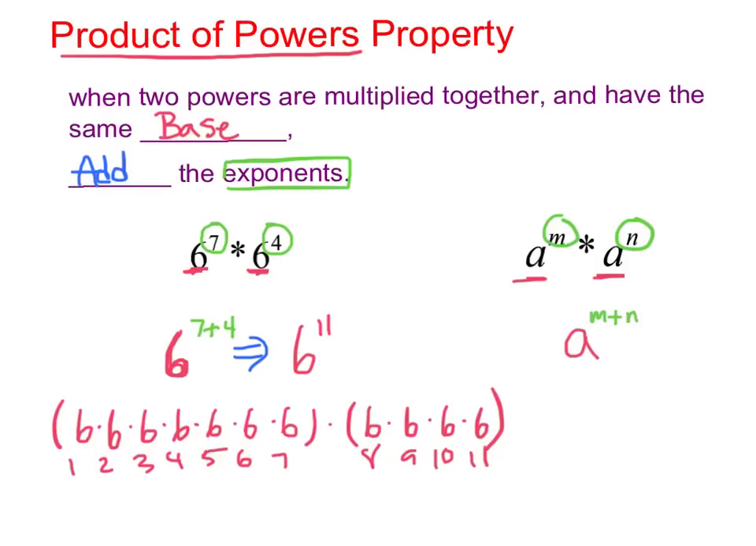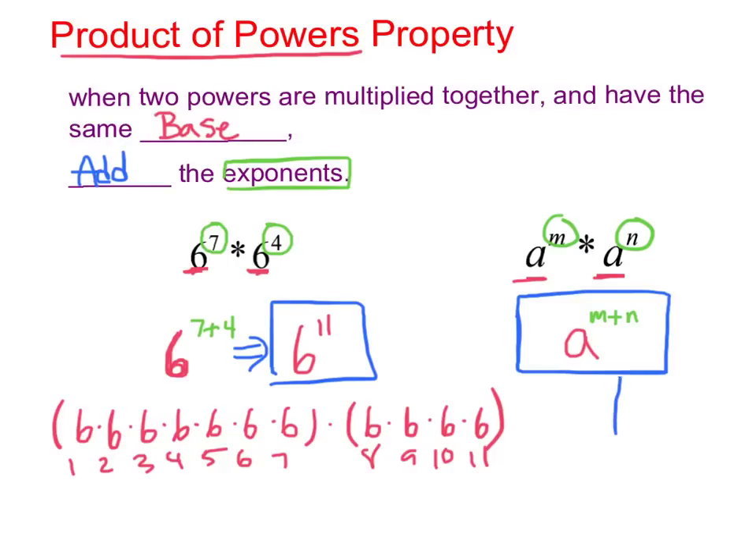And that's all we have to write, because we don't know anything else. And if we knew anything else, if we knew what A was, or M was, or N was, what we could eventually do is simplify that. But this is as far as we can go with this.